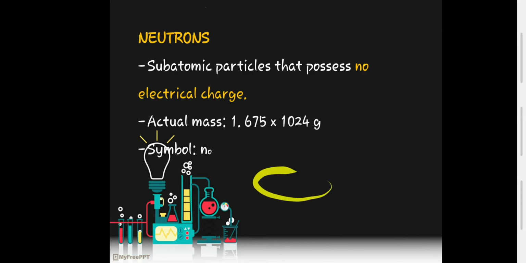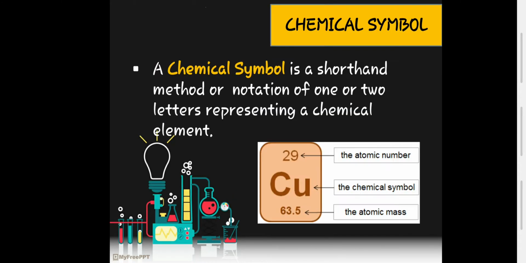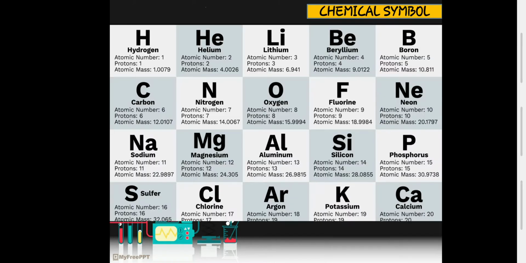The number in this area is the atomic number of copper, which is 29. This one is the chemical symbol, and this one is the atomic mass. You can see that in your periodic table. This is the exact illustration of a periodic table. Your classmate already sent you an example of a periodic table, so compare it to my example.